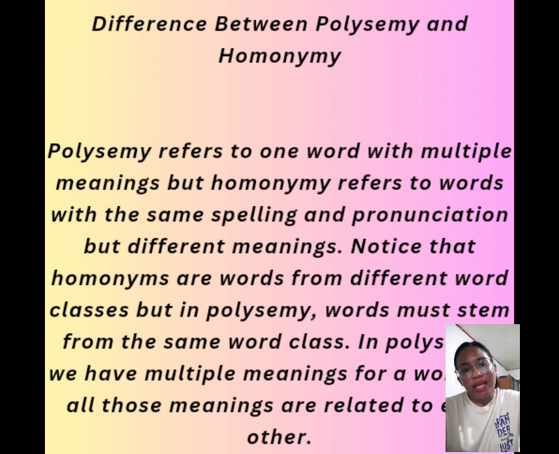Difference between polysemy and homonymy. Polysemy refers to a word with multiple meanings, but homonymy refers to words with the same spelling and pronunciation but different meanings. Notice that homonyms can be words with different word classes, but polysemous words must stem from the same word class. In polysemy, we have multiple meanings for a word, but all those meanings are related to each other.